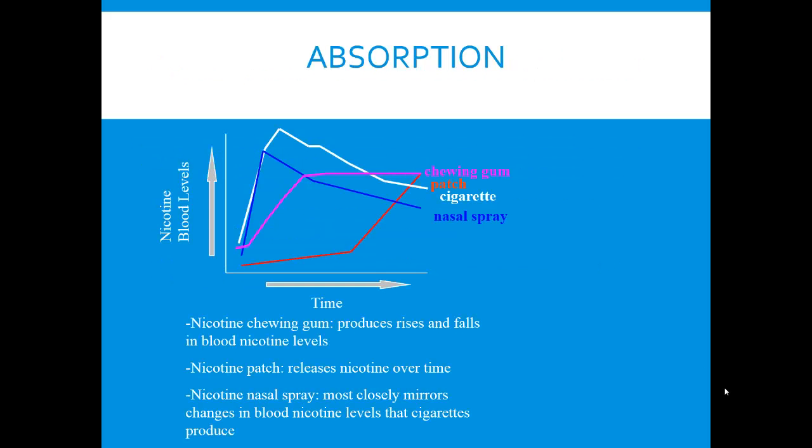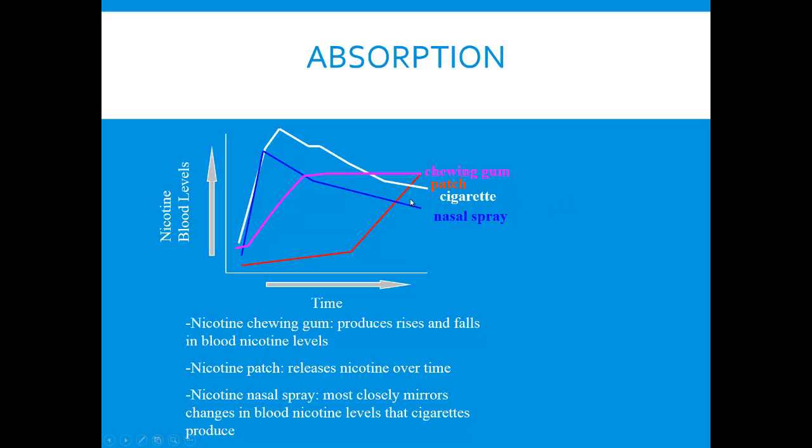I think we'll have a graph on the next slide that shows us this. Remember, this is just a single piece of gum here. Nicotine chewing gum, remember, produces rises and falls in blood nicotine levels. This is our pink line, but that line would be going up and down if we were talking about more than one piece of gum.